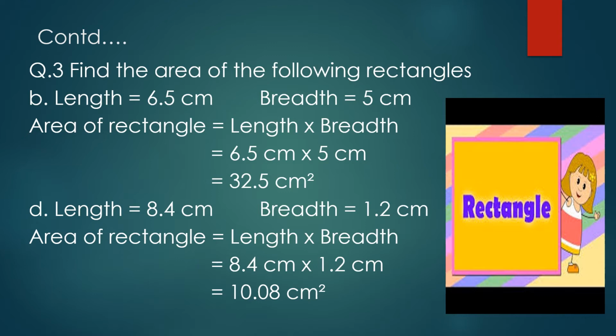Now next D, again A and C homework. Length of rectangle is 8.4 centimeters and breadth is 1.2 centimeters. Area of rectangle is equal to length into breadth, which is 8.4 centimeters into 1.2 centimeters is equal to 10.08 centimeters square. Children, here I would like to tell you one thing.